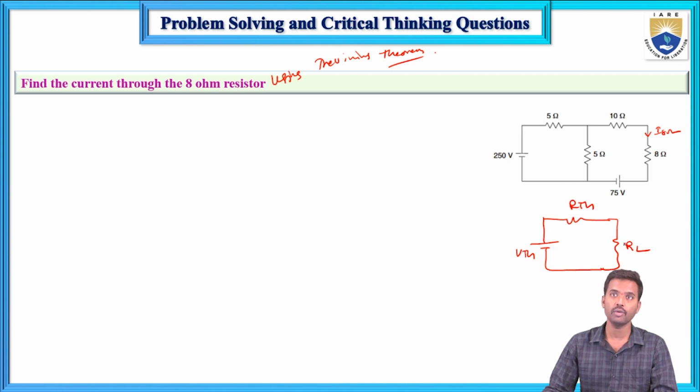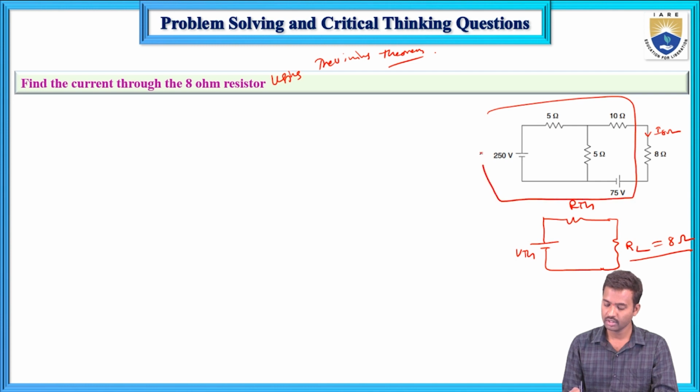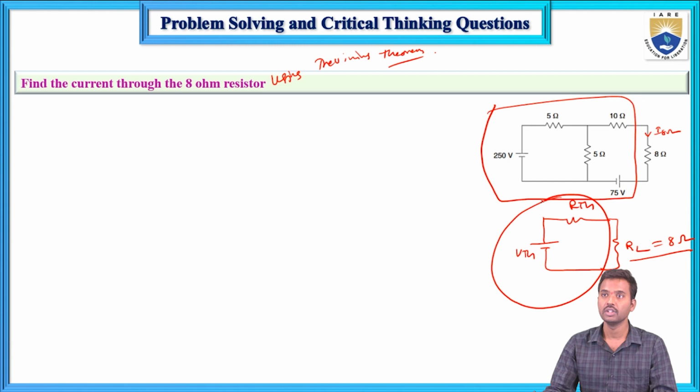What is meant by load resistance? Load resistance means where you want to find the current. Here you need to calculate the 8 ohms current, so the 8 ohms resistor is the load resistance RL. Now this circuit is replaced by a single equivalent circuit consisting of one voltage source in series with a resistance.